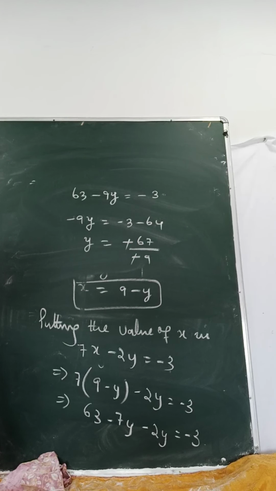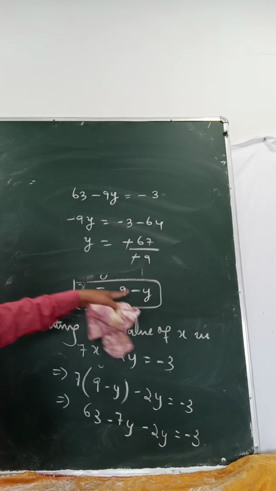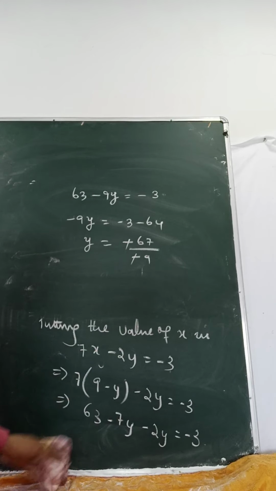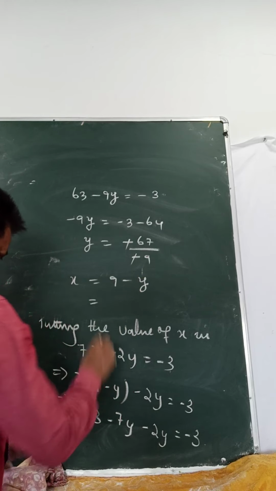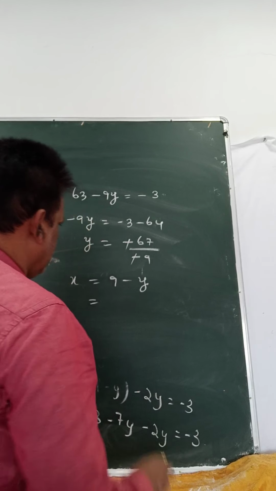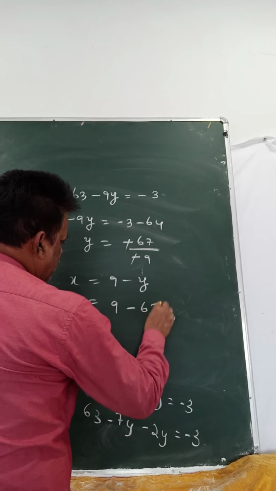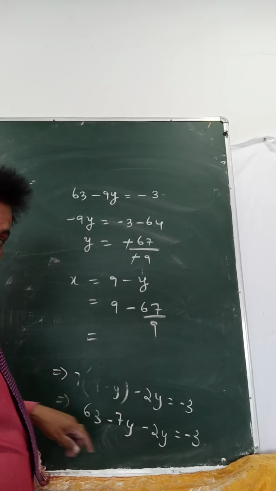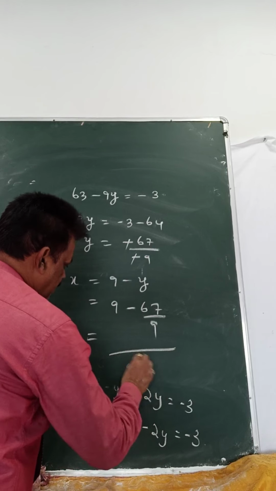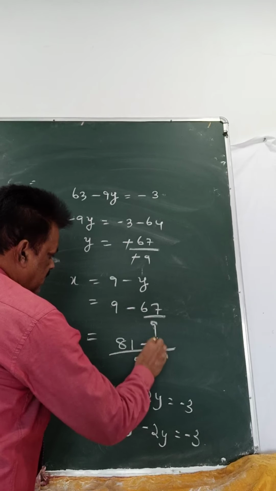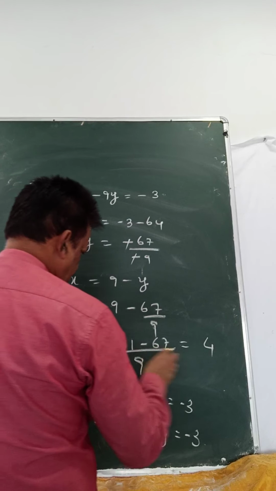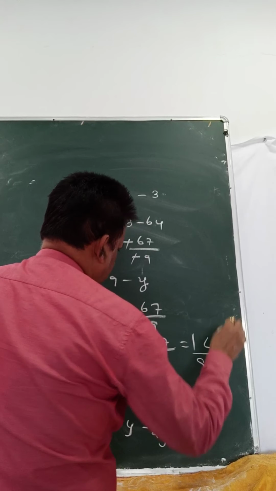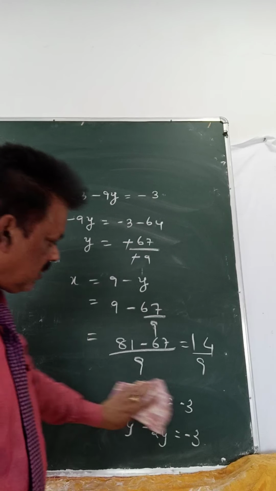Okay, now put the value of y in this. x equals 9 minus y. So that is 9 minus 67 by 9. LCM 9 here. 9 nines are 81 minus 67. So 14 by 9. Okay, this is one pattern of question.